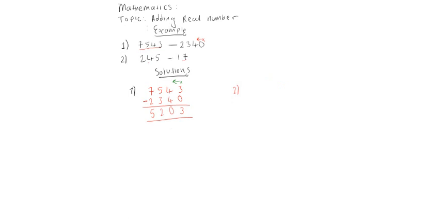Yes, that's correct. Okay, so I'm having 245 here. Then I'm having this sign, so I'll say minus. I'm having 17. But am I going to write 17 like this? Or let's say I'm having 245 here and 7 like that. Which one do you think is correct? 1 or 2? Which one?